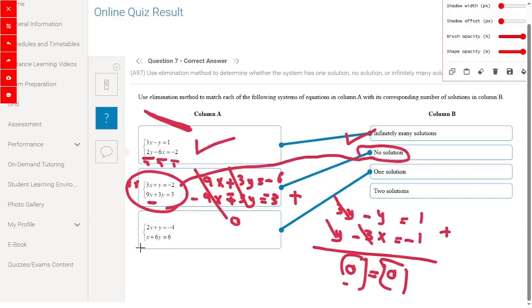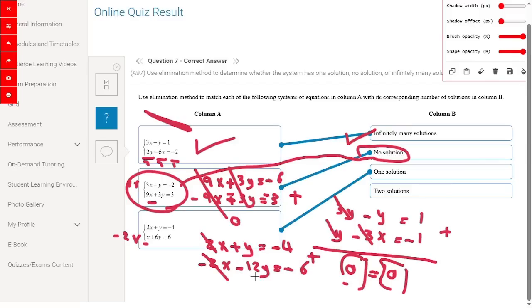Now for this third one here, I have 2x plus y equal to minus 4 and x plus 6y equal to 6. So let's make x the same. So we'll multiply this equation with 2 and make addition. So we'll multiply directly with negative 2. So I have the equation 2x plus y equal to minus 4. The second one will be minus 2x minus 12y equal to minus 12. So we'll make addition. This one 0.